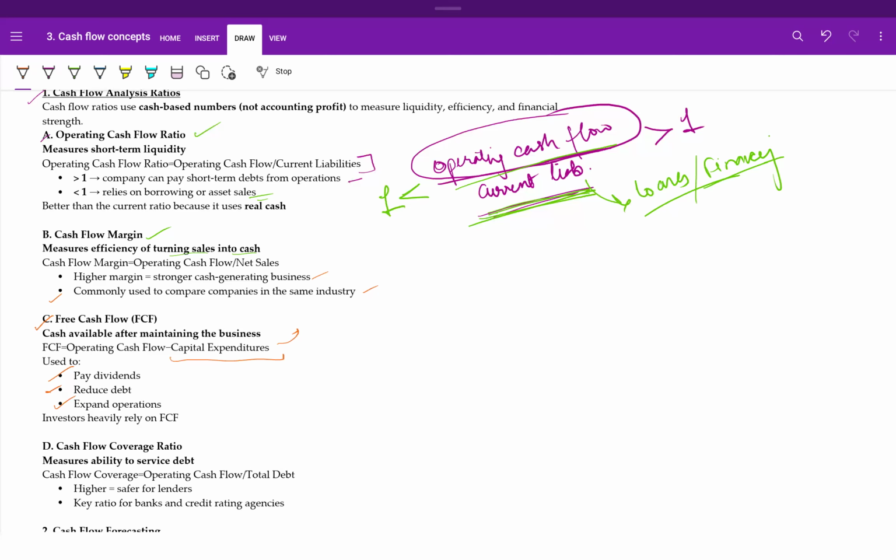And it's very obvious, if you do not have a flow of cash, how will you repay your debt? How will you pay your investors? How will you expand operations? For that, you actually need to have positive free cash flow after your expenses. This is the cash available after maintaining the business. The definition is cash flow available after maintaining the business.